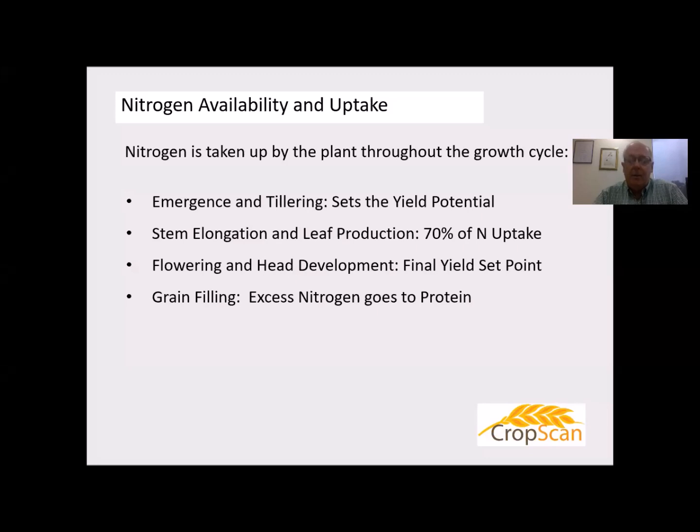In the flowering and head development stage, there's another point at which the yield can be set. Plants are trying to reproduce themselves. So their objective is to make sure that there's enough seeds produced to propagate. So the plant will abort the heads or reduce the number of seeds on a head in the attempt to take whatever nitrogen or nutrients are available to ensure that there are seeds to then propagate in the future. Now, when the plant goes to its end process where it's actually filling the grain, if there is excess nitrogen, then that nitrogen will go to form more protein.